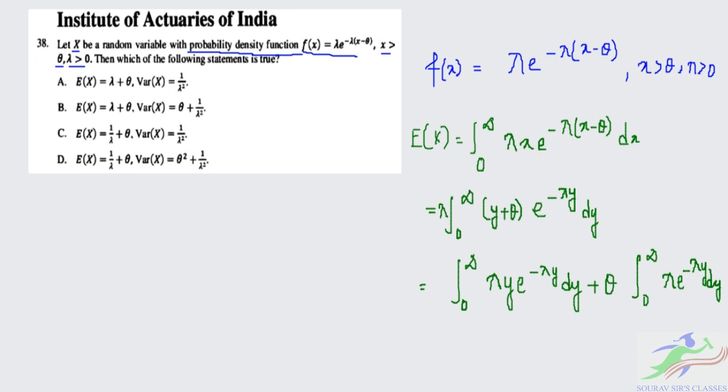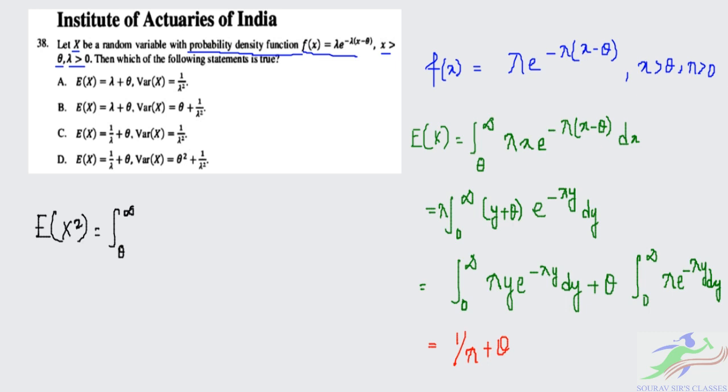Now if you solve this, it will be 1 by lambda plus theta. This is the mean. Similarly, we have to find the variance, so next we have to find the mean of x square. This is going to be the integral from theta to infinity, since x is greater than theta and lambda is greater than 0. Similarly, for it also we will have the integral from theta to infinity.